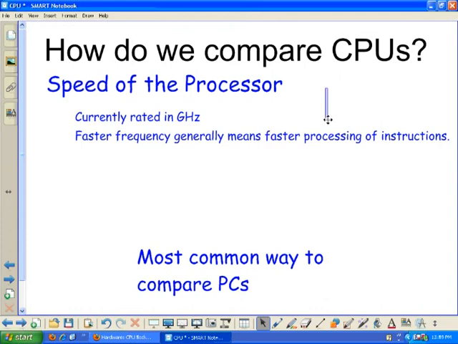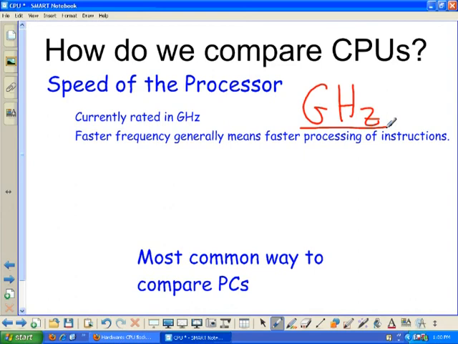Okay, the most common way is speed, in hertz. Does anybody remember what hertz stands for? Cycles per second. Thank you very much, Mr. Hammer. Okay, so hertz is 1 cycle per second. And now processors are in gigahertz, which is how many? 100,000, something like that.